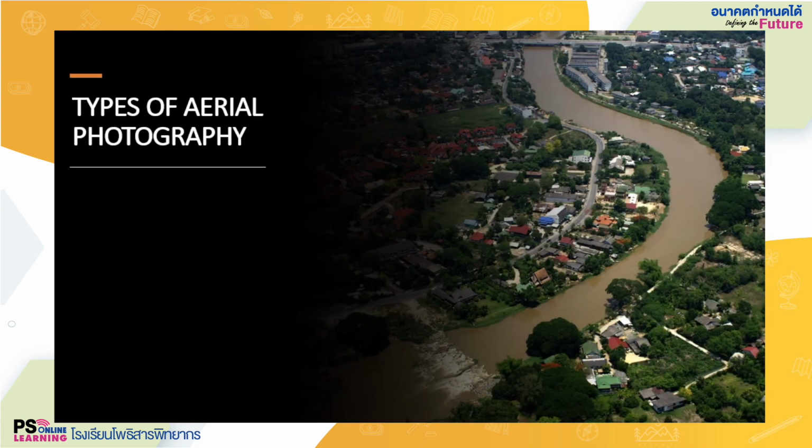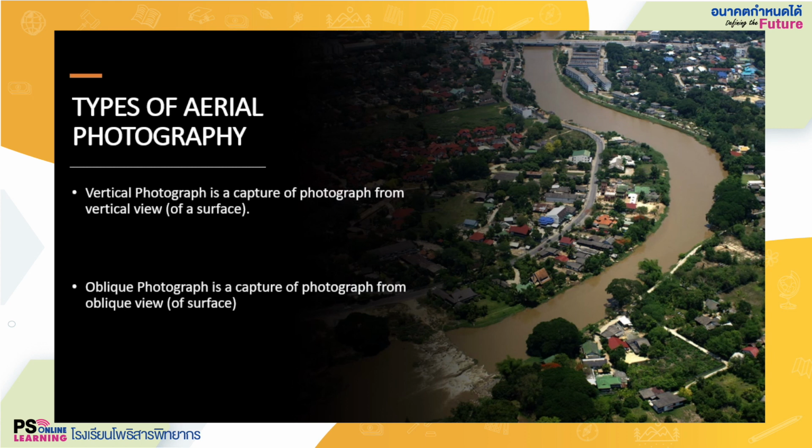Next are the types of aerial photograph. As you can see, the aerial photographs that I showed you earlier are different from each other, and there is an explainable reason, because aerial photographs can be described as two types. Number one is the vertical photograph, which is captured from a vertical view of a surface. The other is the oblique photograph, which is captured from an oblique view of the surface.